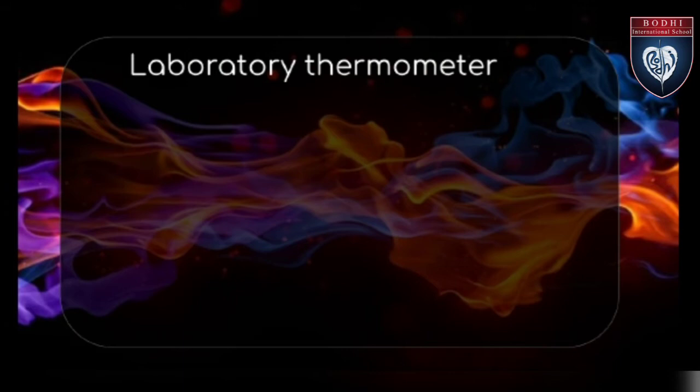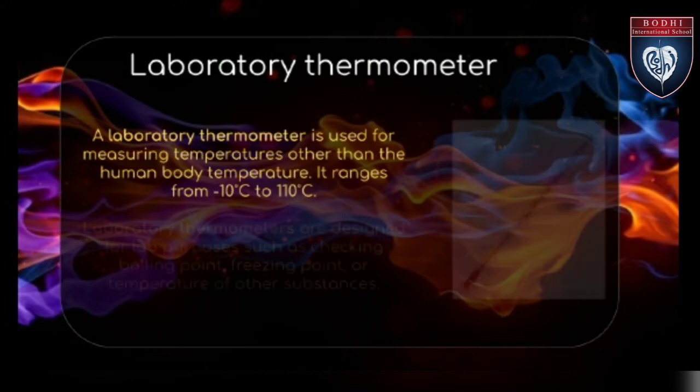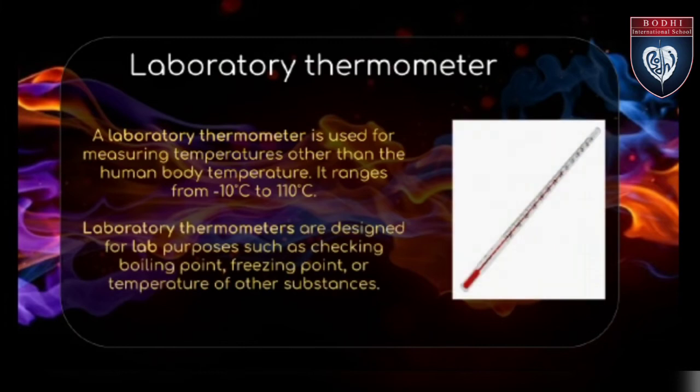Laboratory thermometer. How do we measure the temperature of other objects? For this purpose, there are other thermometers. One such thermometer is known as the laboratory thermometer. A laboratory thermometer is used for measuring temperatures other than the human body temperature. It ranges from minus 10 degrees Celsius to 110 degrees Celsius.